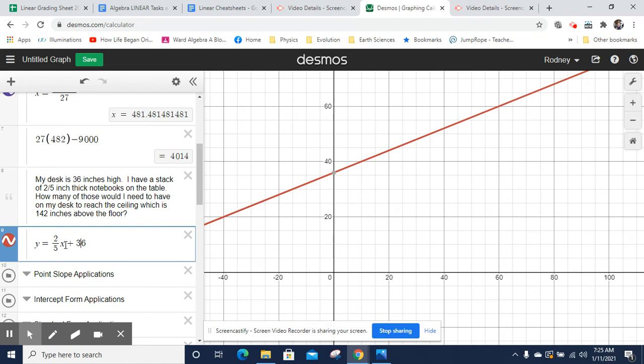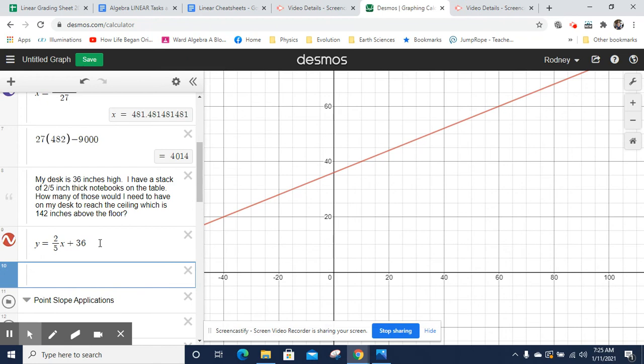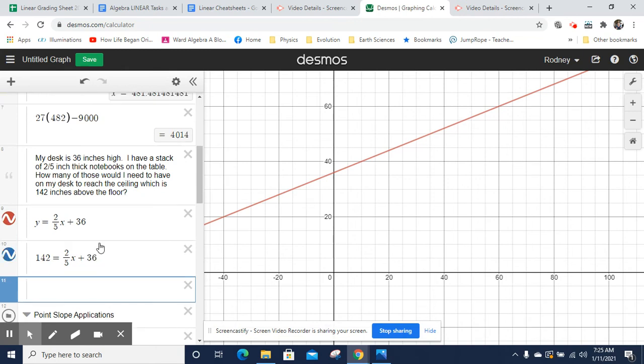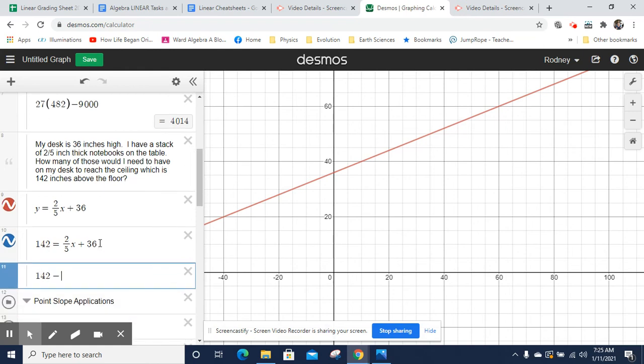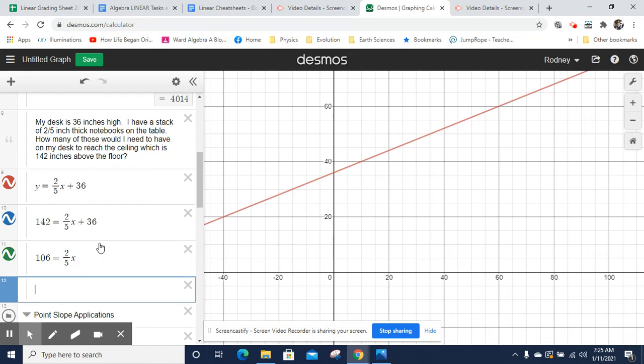So 2/5 times each notebook plus 36. If there's no notebooks on my desk, then it's just a 36-inch stack. We want that stack to be 142 inches, so we replace y with 142 equals 2/5 x plus 36, and then we just solve for what x is. So subtract 36 from both sides, so 142 minus 36 is 106, equals 2/5 x, and then you can use the trick of multiplying both sides by the reciprocal of 2/5.